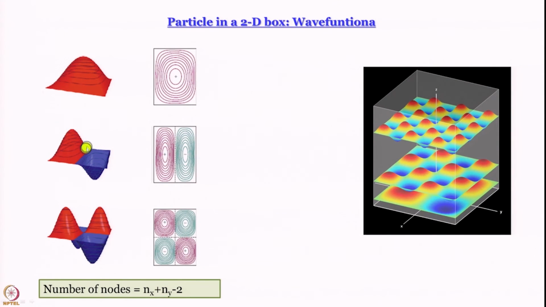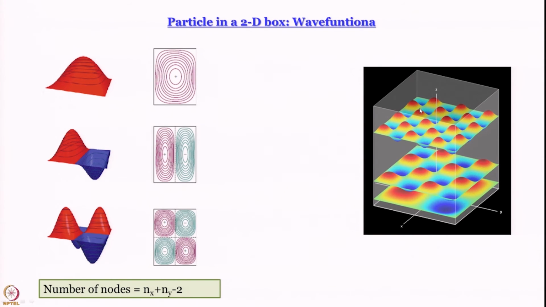So, this is 1 2, this is 2 2. So, now you have a node along x and you have a node along y. So, naturally there are 4 lobes. The easiest way to draw any wave function is to draw the nodes first and then draw the contours, remembering that the contours are such that the wave function changes sign upon going from one side of the node to the other. And here we have a nice depiction of the wave functions for a 2D box, n equal to 1 1, this is I think 2 2, and then you go to higher values of nx and ny.